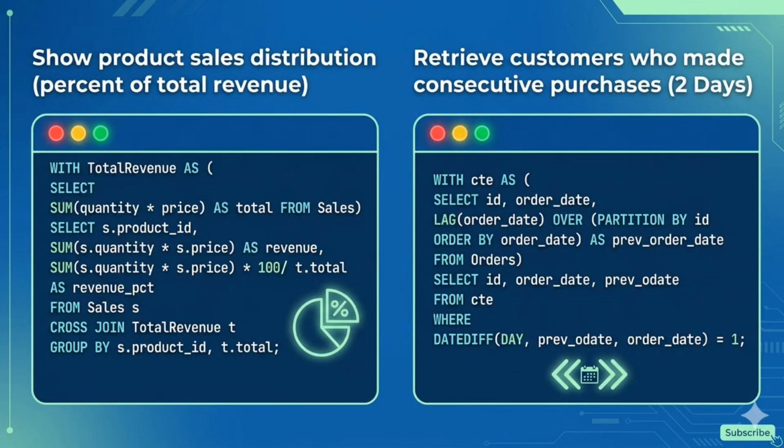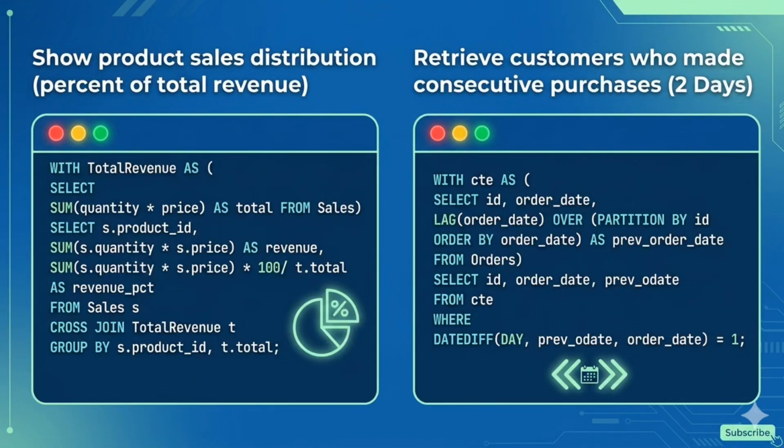Question 9. How do you show product sales distribution as a percentage of total revenue? This query calculates how much each product contributes to overall sales. SQL. With total_revenue as (select sum(quantity * price) as total from sales), select s.product_id, sum(s.quantity * s.price) as revenue, sum(s.quantity * s.price) * 100 / t.total as revenue_pct from sales s cross join total_revenue t group by s.product_id, t.total.